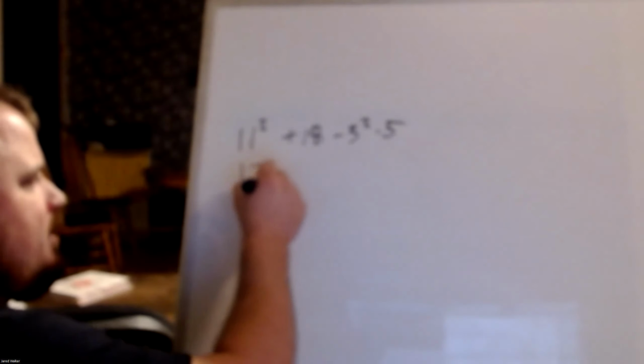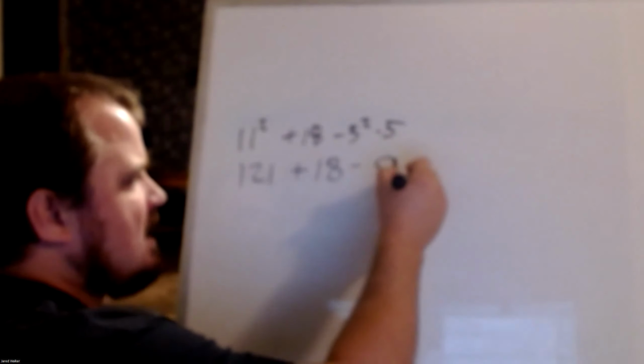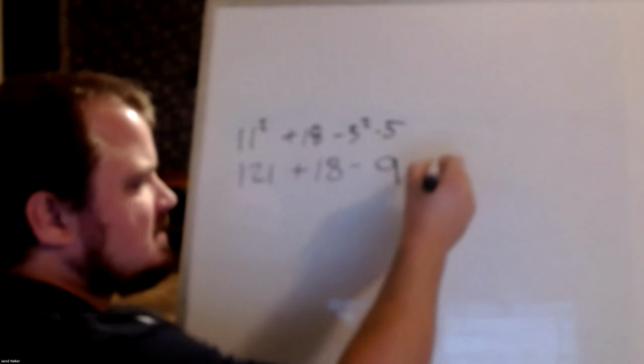Okay. So we have 11 squared plus 18 minus 3 squared times 5. So then what we're going to do, again, I'll even have a calculator out. I don't mind if you do 11 squared in the calculator, which will get you 121. So then we have 121 plus 18 minus, and you can just do all the exponents in one step. So the other thing we have is 3 squared, and 3 squared is 9. So minus 9 times 5. Okay, so now we have 121 plus 18 minus 9 times 5.